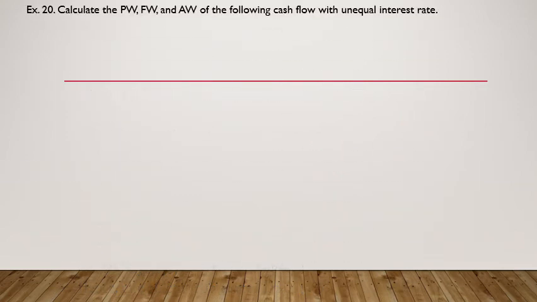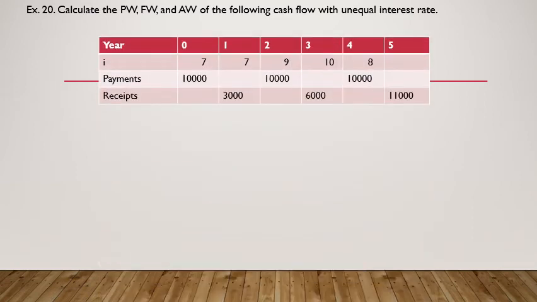Let us go to the last problem of this module. This is a very special case wherein the interest rate is varying between two periods of time, and we had actually calculated one problem for present worth. Now in this problem we will solve the cases for present worth, future worth, as well as annual worth.